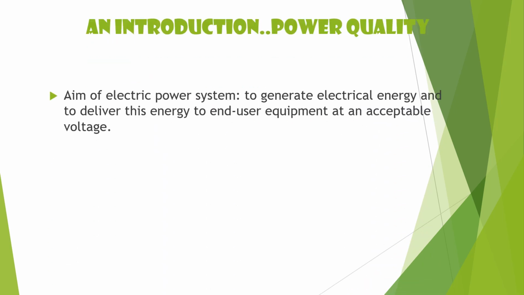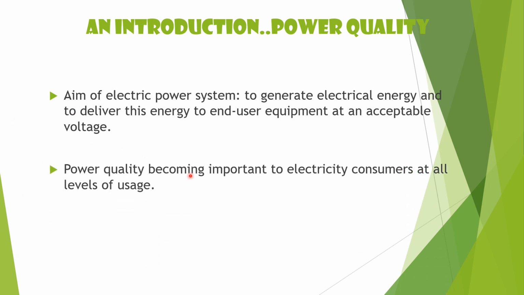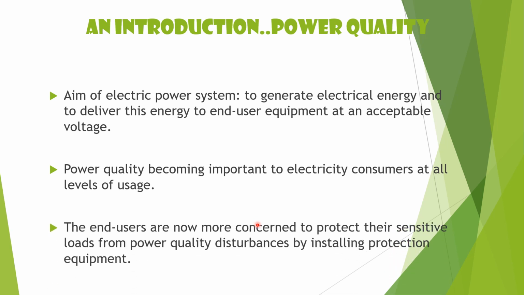So what is the main thing of power quality here? The main aim of a power system is to generate electrical energy and deliver it to the end user at an acceptable voltage. The voltage must always be within a range. That is the reason why power quality has become much more important these days. The end user has to be more concerned about safety and installing protective devices.